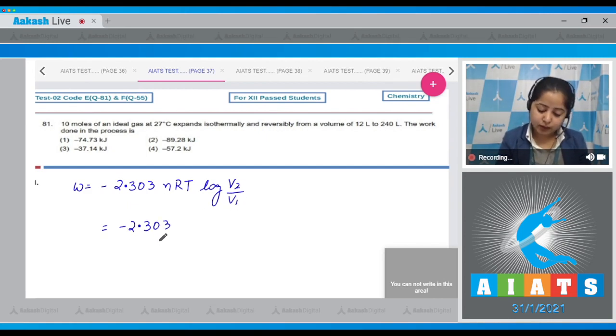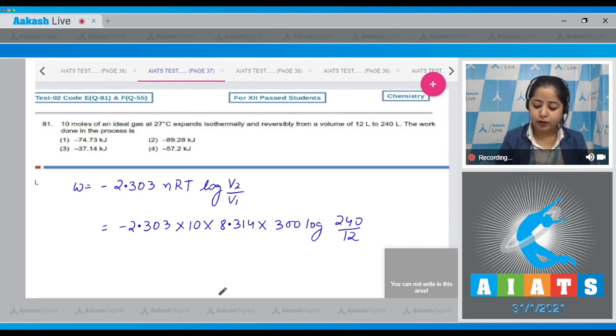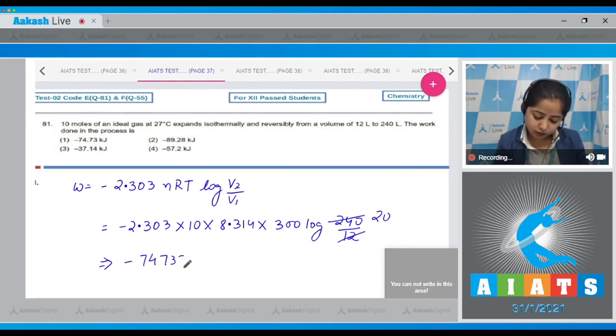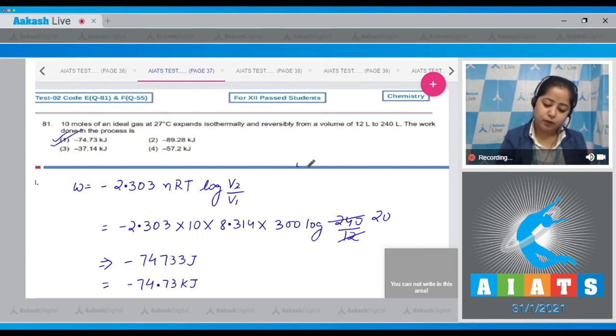Let's put the values. Minus 2.303, number of moles is equal to 10, R is equal to 8.314 multiplied by temperature, which is 300, log 240 upon 12. So this is 20. Student, I have calculated and multiplied the entire thing. The answer is minus 74733 joules, which is minus 74.73 kilojoules. That means the correct answer is option number 1.